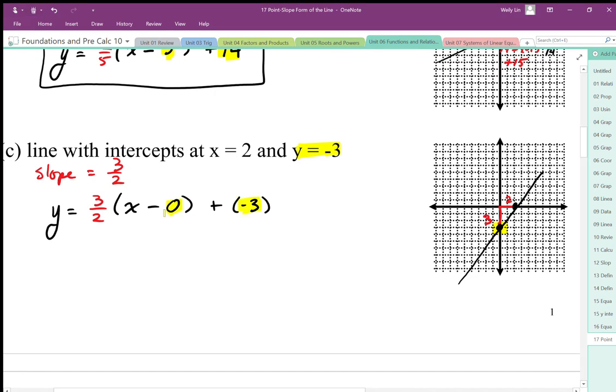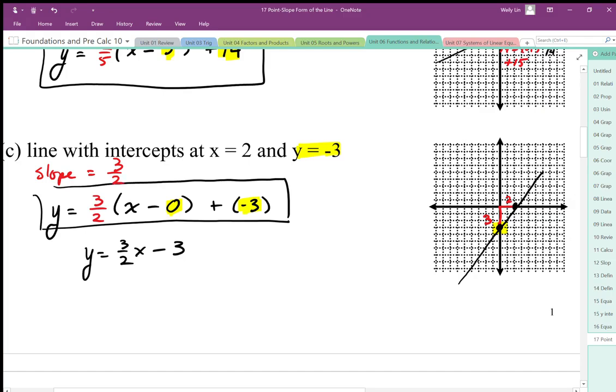Now obviously this one we really can just easily simplify. This will just end up being y equals 3 over 2 x minus 3. And there's my y-intercept showing up in my mx plus b form. But as a linear equation, if we don't need the y-intercept, this is good enough.